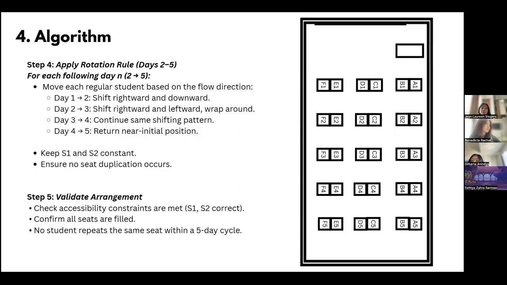From day 1 to day 4, columns A, C, and E move downward from our perspective. And columns B, D, and F move upward, and then it rotates back on day 5. And for S1 and S2, they stay constant. And for step 5, which is to validate the arrangements, we check that all the accessibility constraints are met. Next.